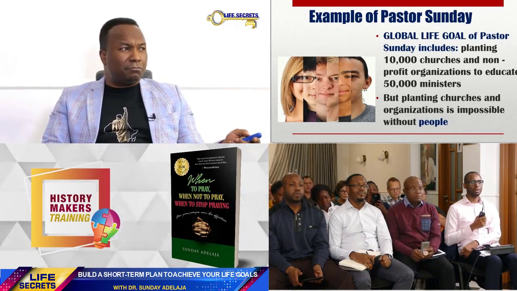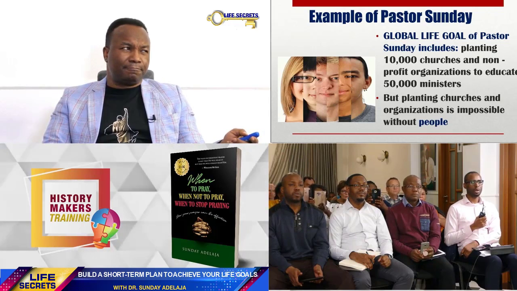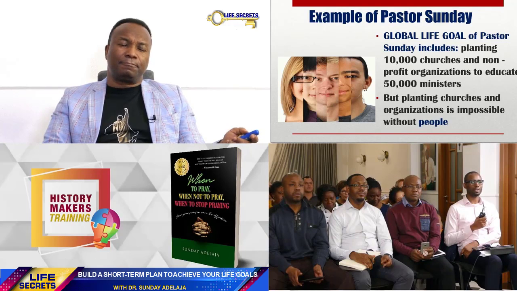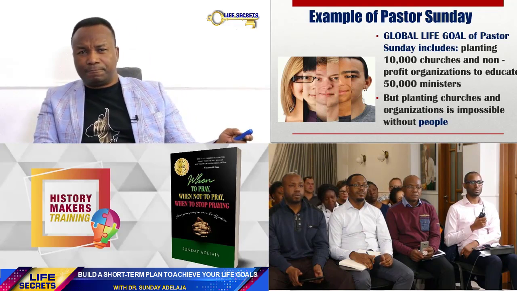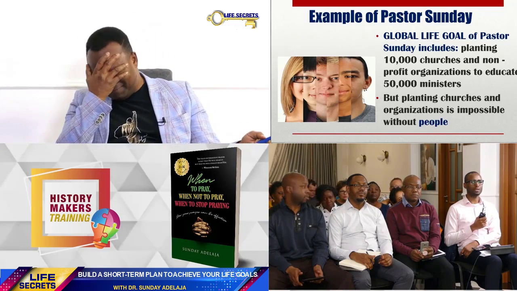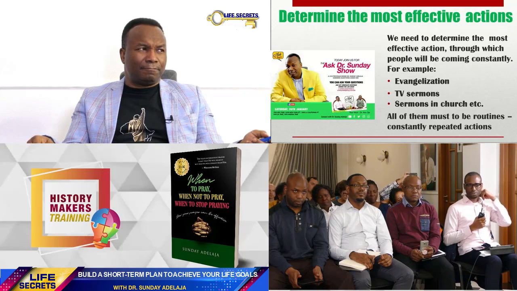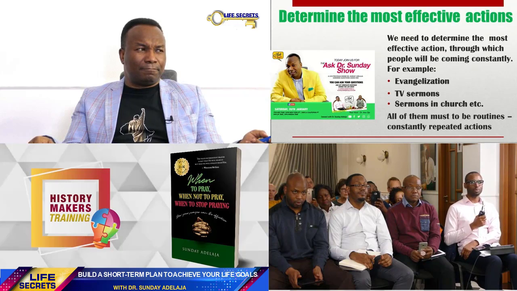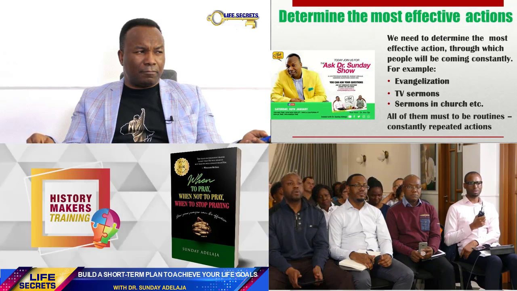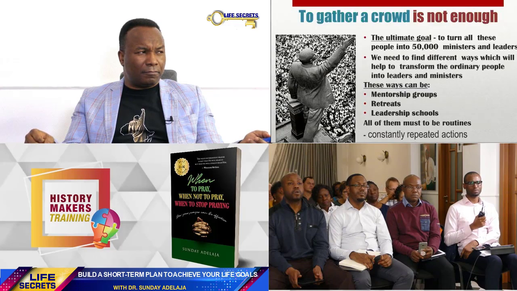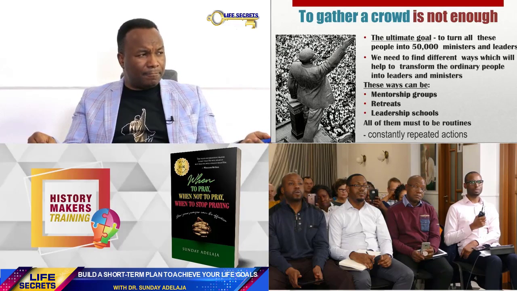Example of Pastor Sunday. Global life goal of Pastor Sunday includes planting 10,000 churches and non-profit organizations to educate 50,000 ministers. But planting churches and an organization is impossible without people. Determine the most effective actions. We need to determine the most effective action through which people will be coming constantly. For example, evangelization, TV sermons, sermons in church. All of them must be routines, constantly repeated actions. To gather a crowd is not enough. The ultimate goal is to turn all these people into 50,000 members.